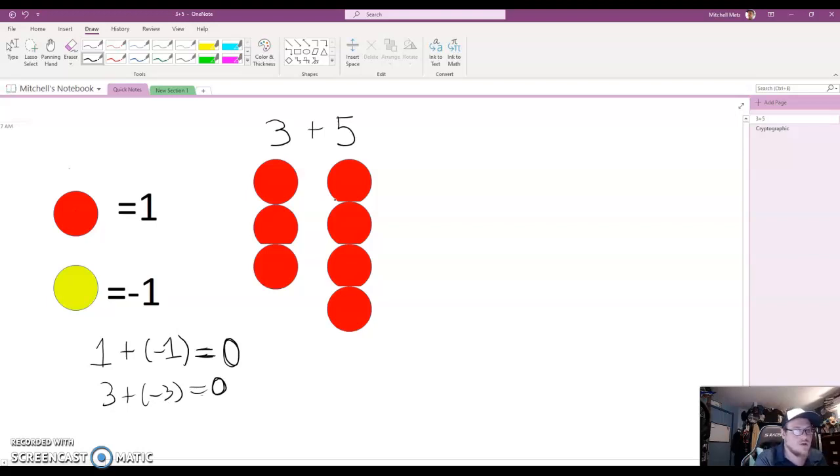So let's go back to our problem. I'm just going to count my red circles. I have 1, 2, 3, 4, 5, 6, 7. So I should just have a positive 7. So that's my first integer problem.